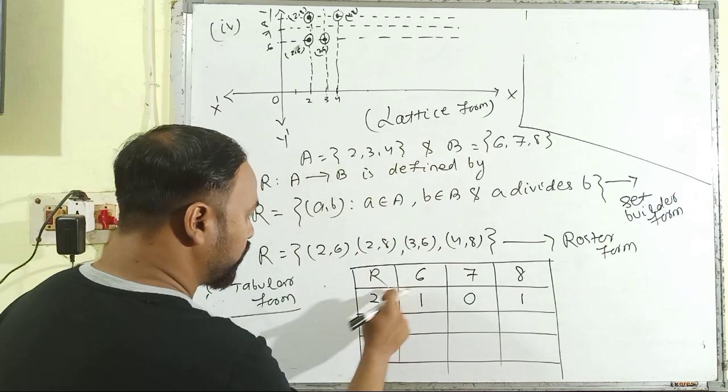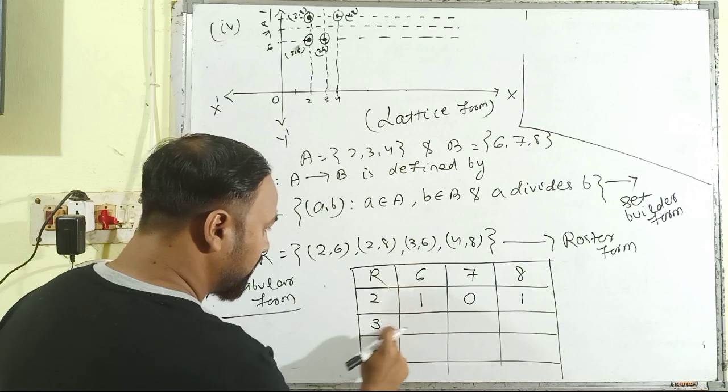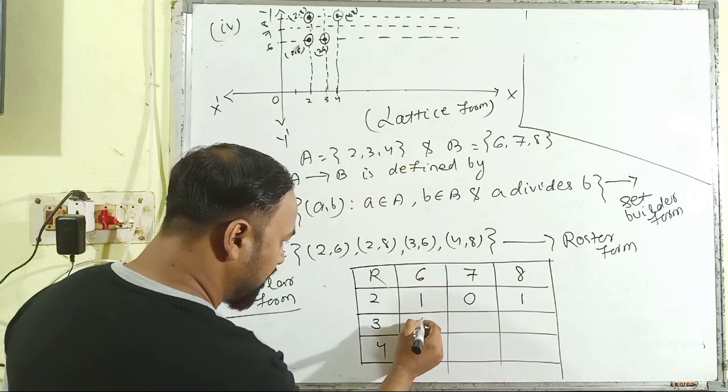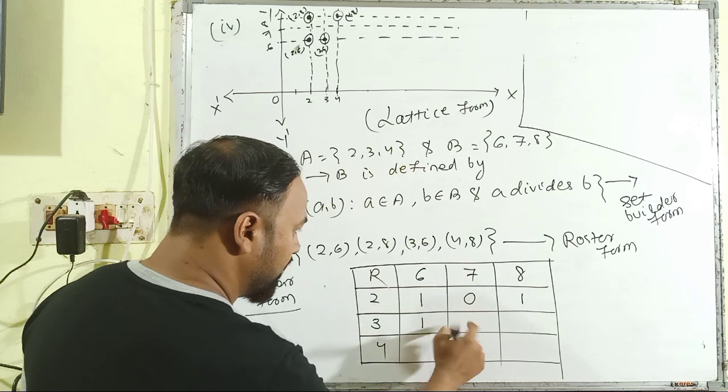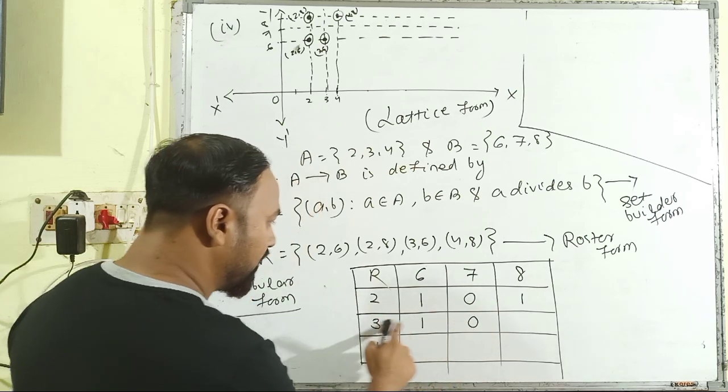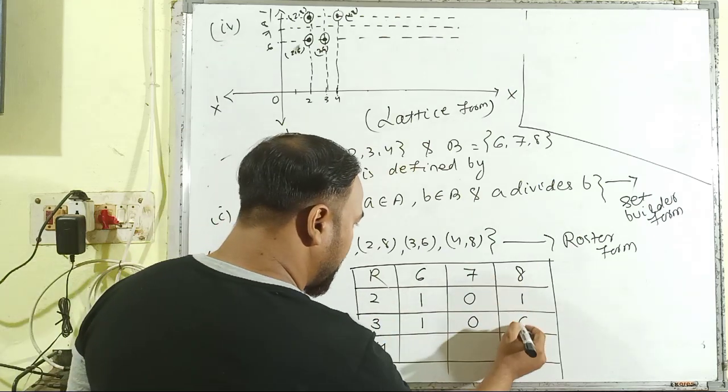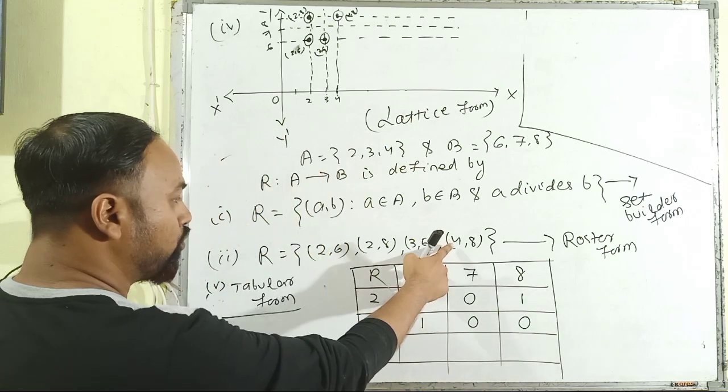3 is connected to 6. So 3, 6 here is 1. 3, 7 is not here, so it is 0. 3, 8 is not here, so it is 0. Then we have to move forward.